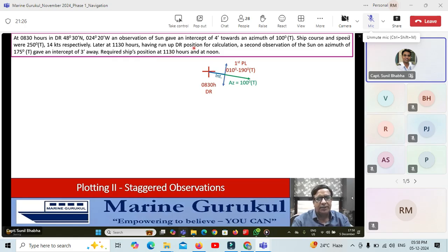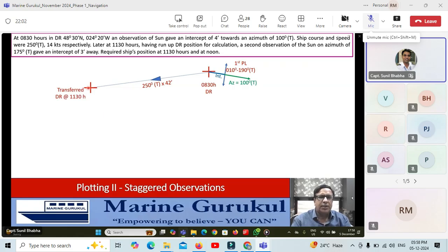If the question said that the second observation has been solved by using the position obtained by running up the ITP, then we would have applied the run on the ITP. But in this case, it says it has been obtained by running up the DR. So what do we do? We run up the DR. We apply the CTS for 3 hours. The distance becomes 42 miles. We apply, and this position is the DR at 11:30.